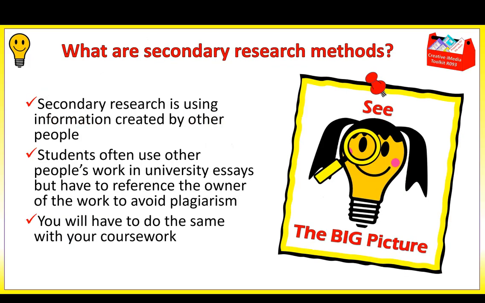We then have secondary research. Secondary research is using information created by other people. Students often use other people's work in university essays, but they have to reference it. And if you think about the assets table and sourcing information that you've done, you have to reference where you have got those sources from. So using secondary research methods, it's always good to reference where the information has come from.